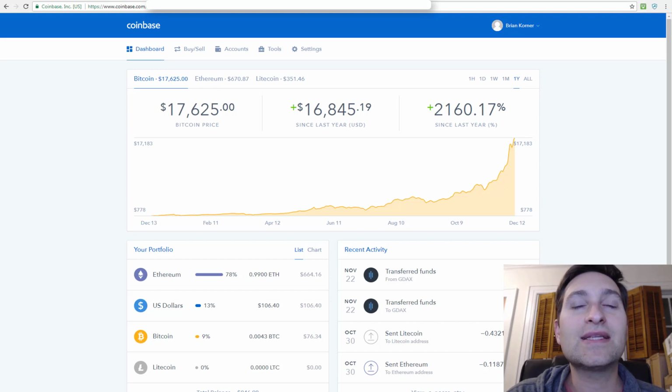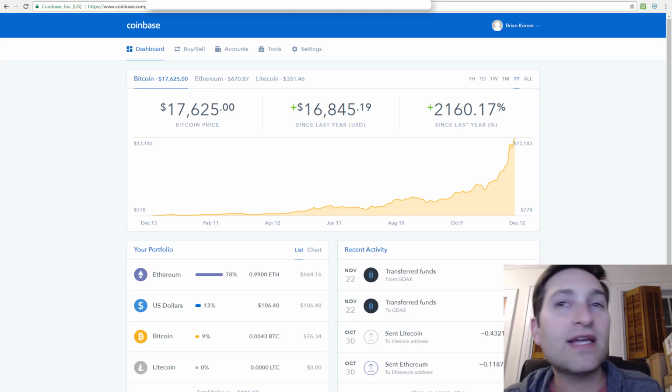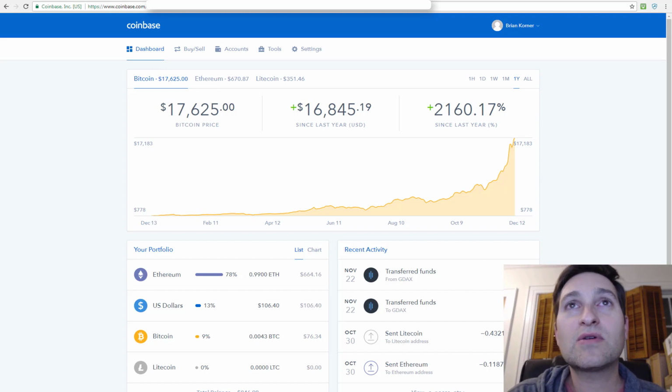Coinbase, we are looking at the dashboard right now. And the dashboard has a few different pieces of information. It has the current prices of Bitcoin, Ethereum, and Litecoin, some historical pricing as well. It has your portfolio and also has your recent activity. Coinbase is like a wallet on steroids. That's the way we like to think about it.